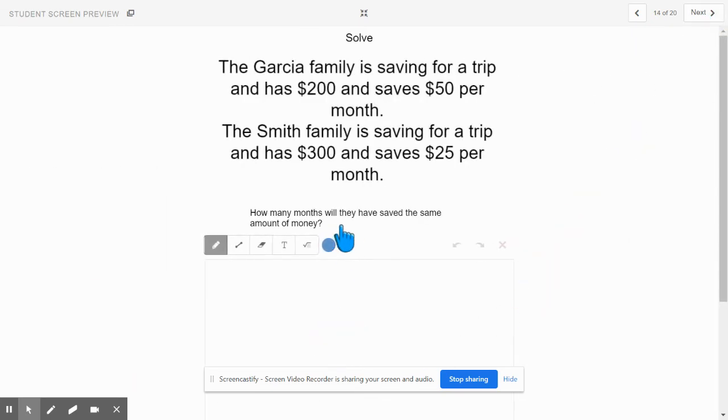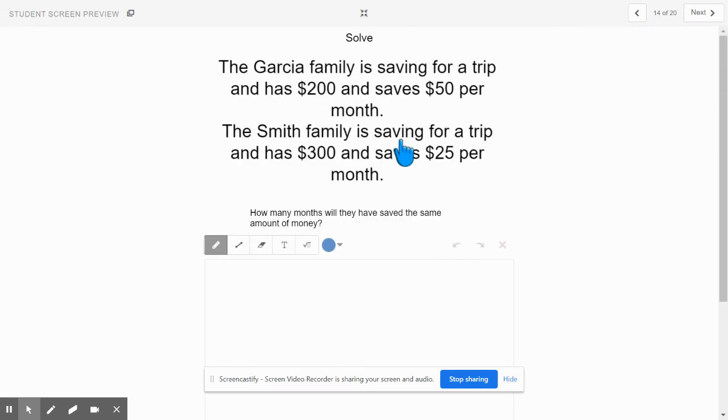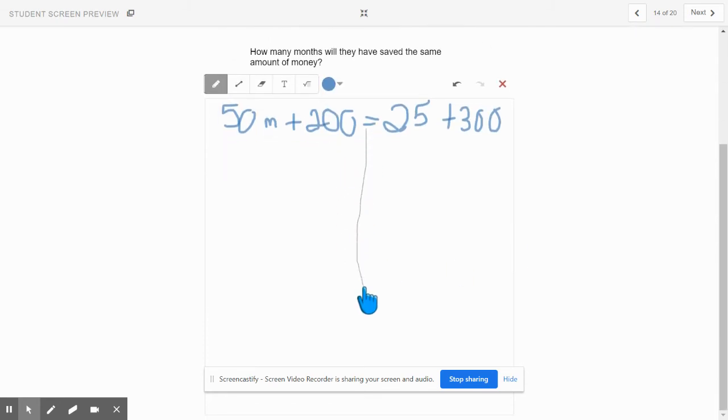All right, for this one, how many months will they have the same amount of money? I want you to eventually scroll down here and solve this equation. I'm going to help you set it up to begin with. $50 per month plus 200 equals, what's this one? $25 per month plus 300. All right. And then you have this set up, then go ahead and, I forgot the month right there.